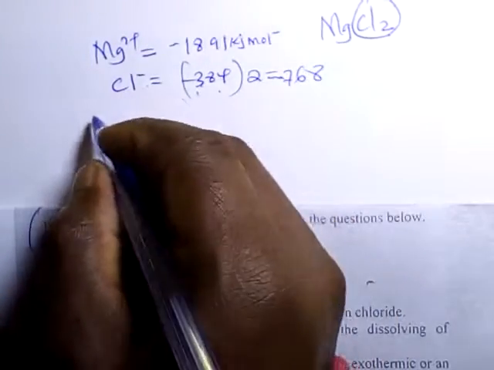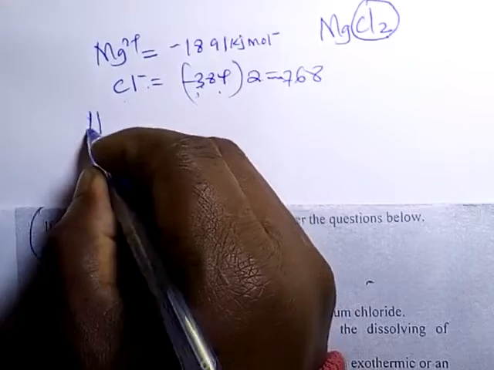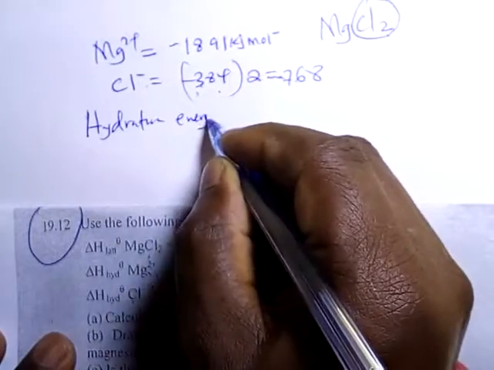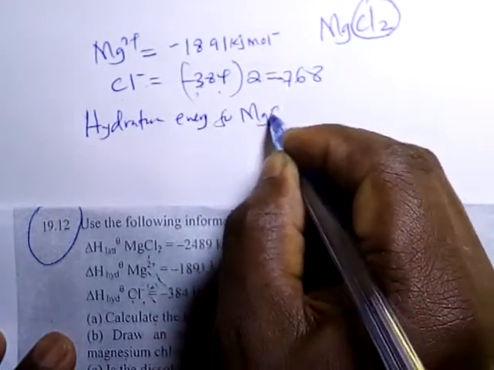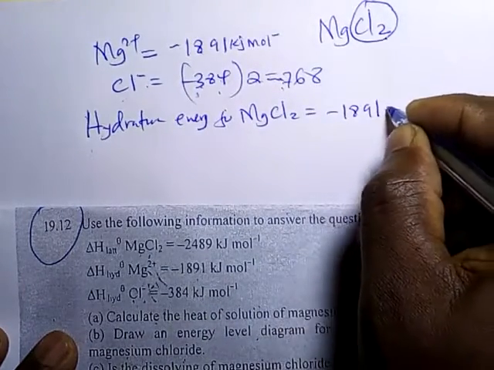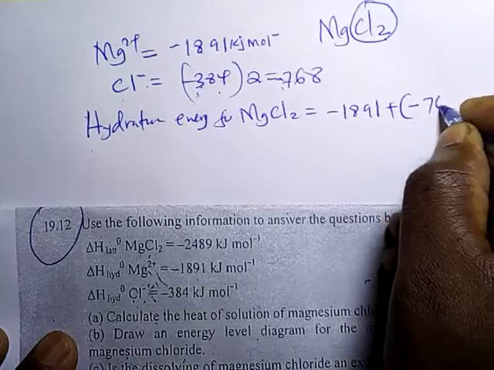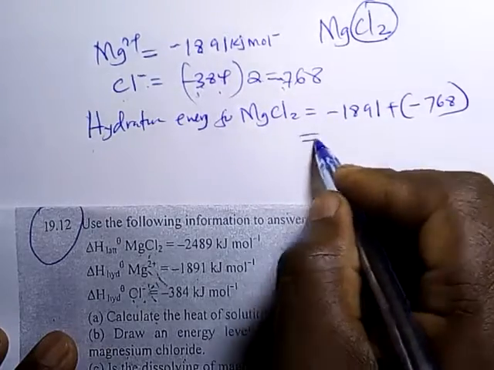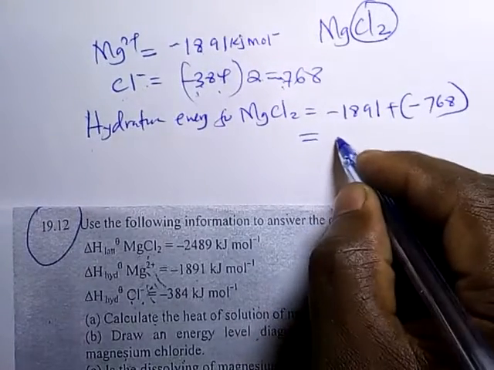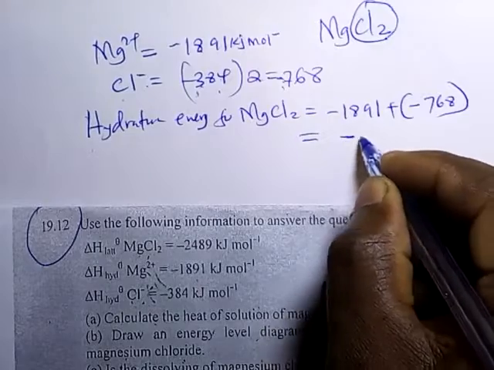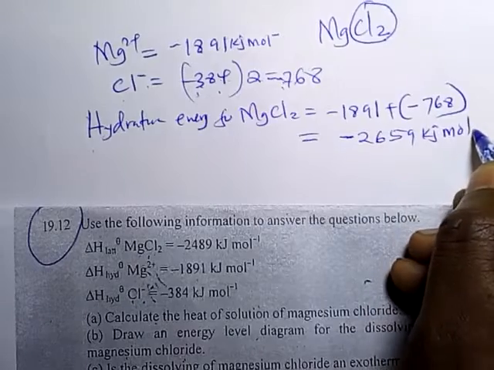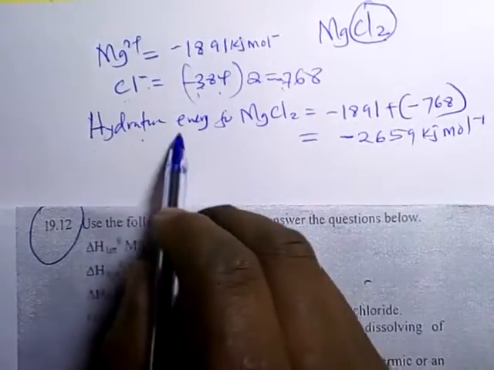So for the total hydration energy for magnesium chloride, we add this and this. That is negative 1891 plus negative 768. We get the total for hydration. Using your calculator, this will give us negative 2659 kilojoules per mole. So that is the hydration energy.